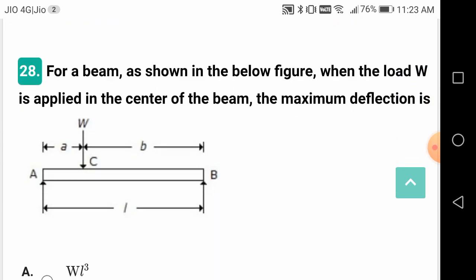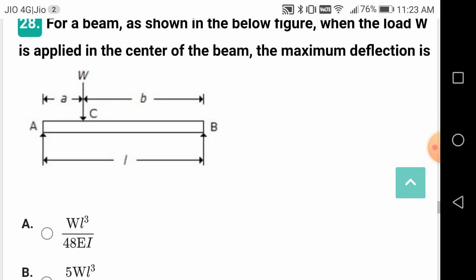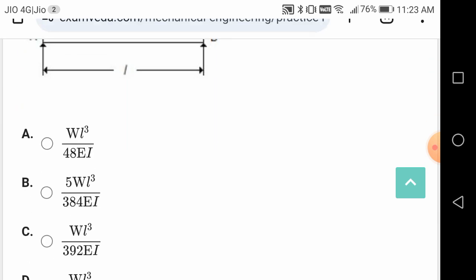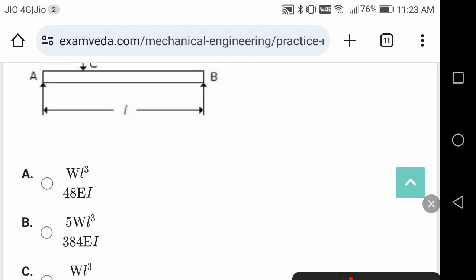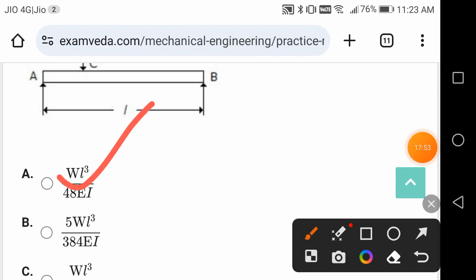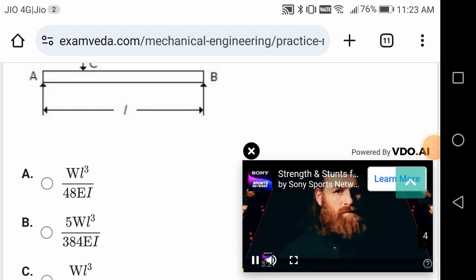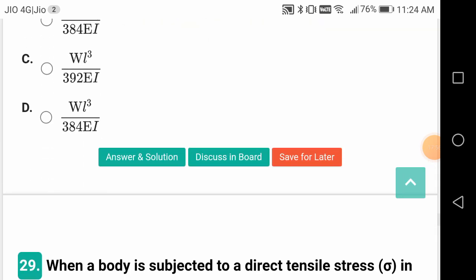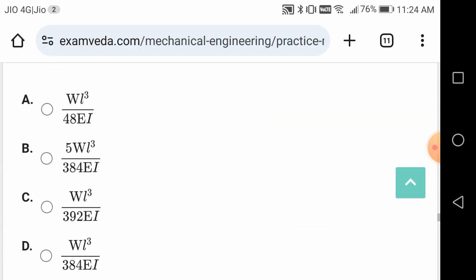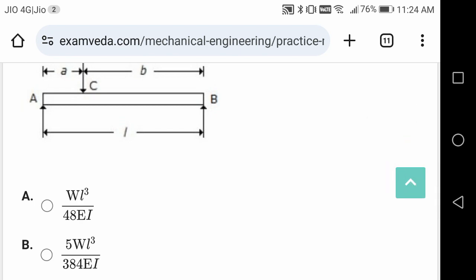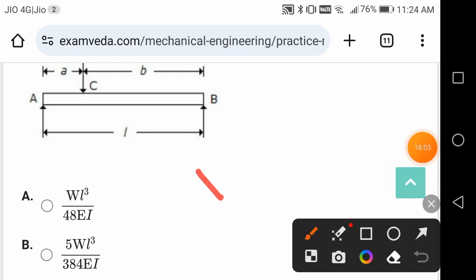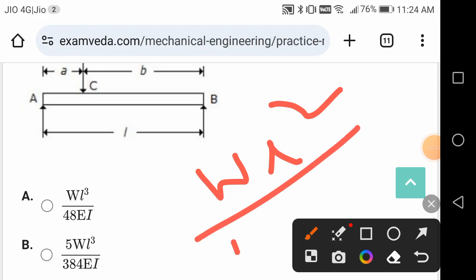For a beam as shown in the figure, when the load W is applied at the center of the beam, the maximum deflection is WL cube by 48 EI. Otherwise, it is WL square by some 16 AB, something like that.